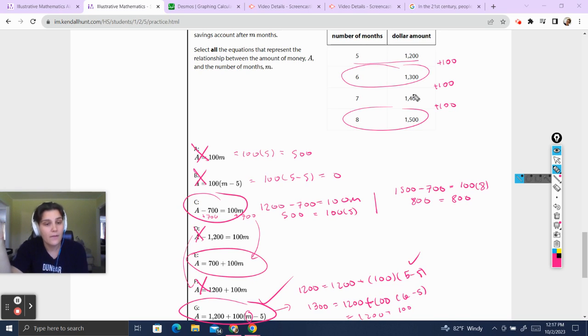So if you're having trouble with these questions, you just plug in to verify. If you can logic using the equations, I always recommend use your logic to determine which ones are accurate and which ones are not.